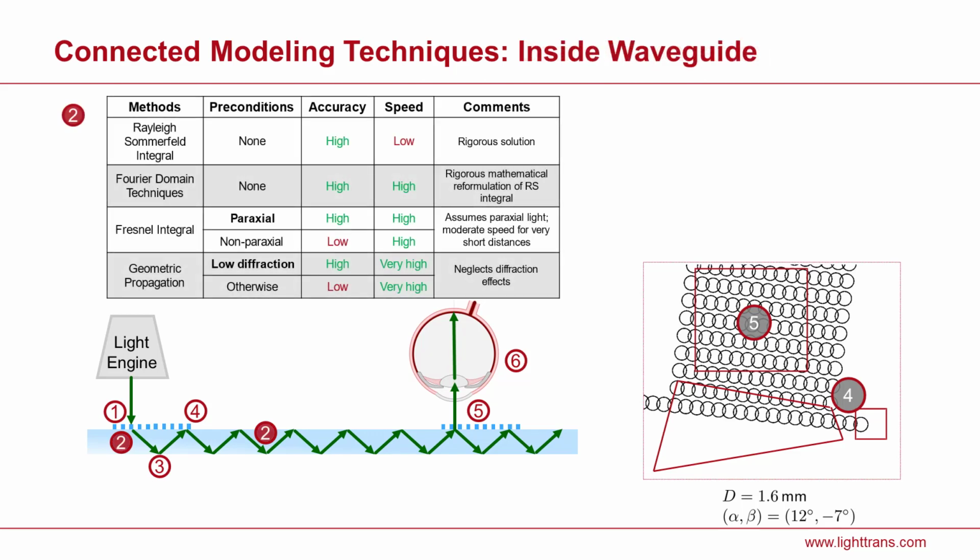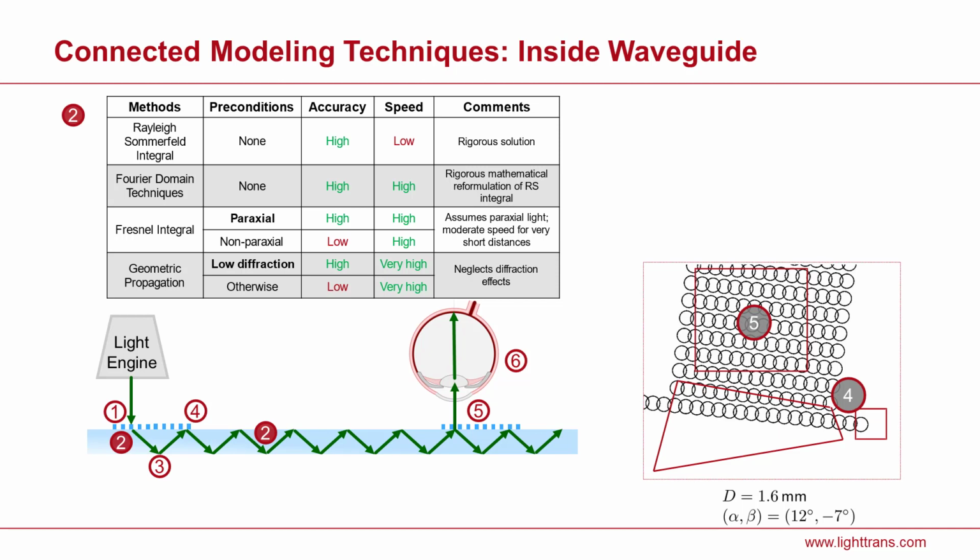Here we can choose from the following options: the Rayleigh-Sommerfeld integral, which is a rigorous method, and as such, it makes no assumptions at all about the stretch of propagation that we're considering simulating. But on the flip side, it produces results very slowly.